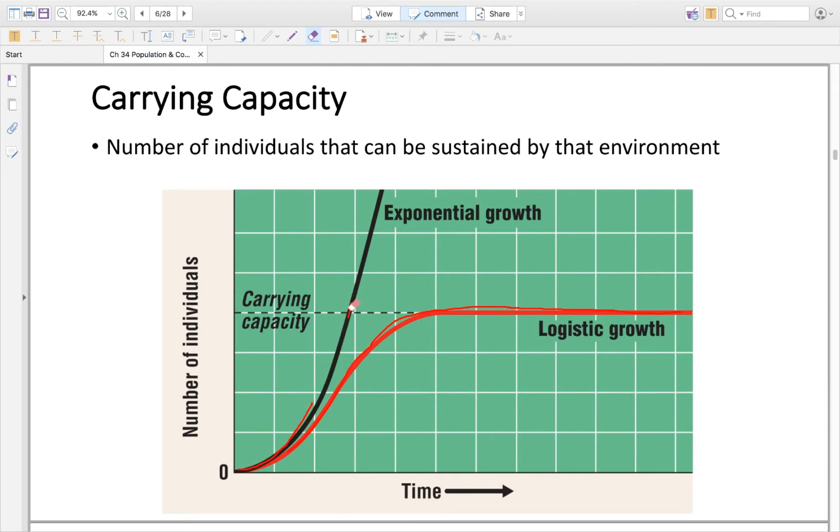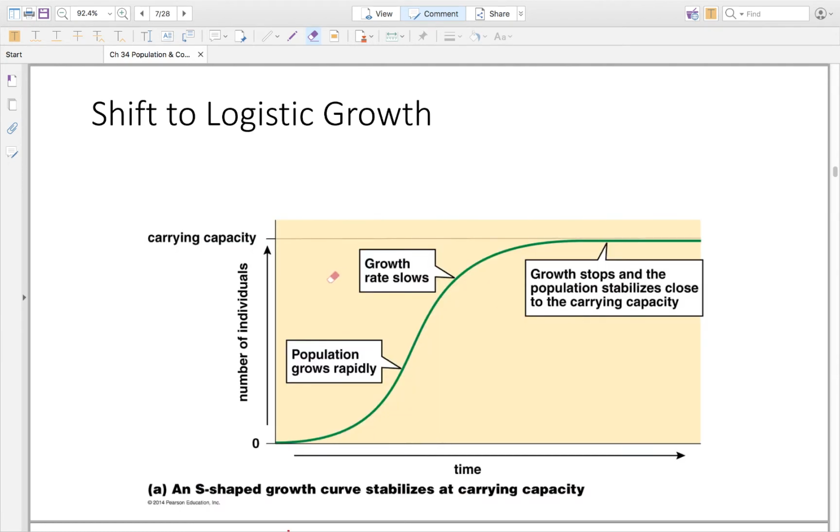One second, let me just erase the rest of that. All right, there we go. Exponential growth in black makes a J curve, and logistic growth makes an S curve. So populations typically grow exponentially and then shift into logistic growth because they've reached their carrying capacity, and they stop growing, they stabilize. If you look at this graph, it looks like an S, and so we call this an S curve. Logistic growth is the S curve.